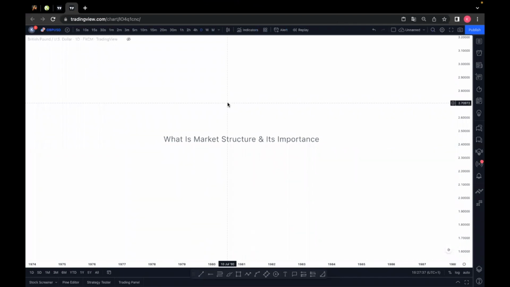So in today's video, we're going to talk about market structure. And pretty much we'll just talk about the basics of market structure. We'll actually go over a little bit of the concept of complex market structure. We'll talk about trend reversals, and later on in the video, we'll actually do a chart walkthrough, pretty much just to solidify all the concepts that will be talked about here shortly, right?